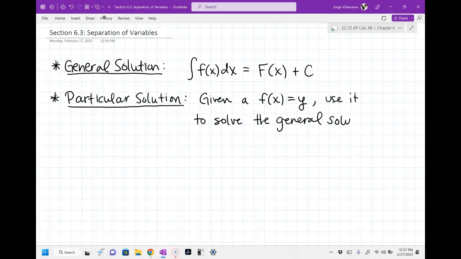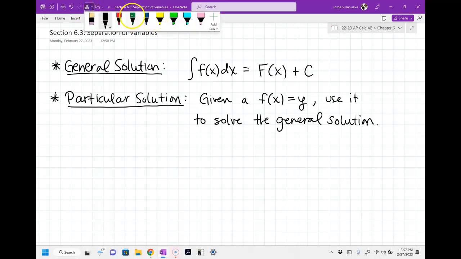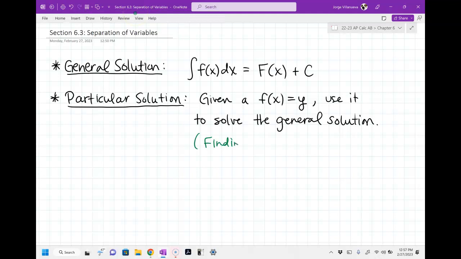Right now we'll get into that. That's going to be the second half of the lesson. But given a point, you're going to use it to solve a general solution. So you'll plug it into your general solution, find the exact value of c. So I'll put that right here: finding c. You're going to find the exact value of c and then use that to write an actual equation that doesn't have a plus c in it.